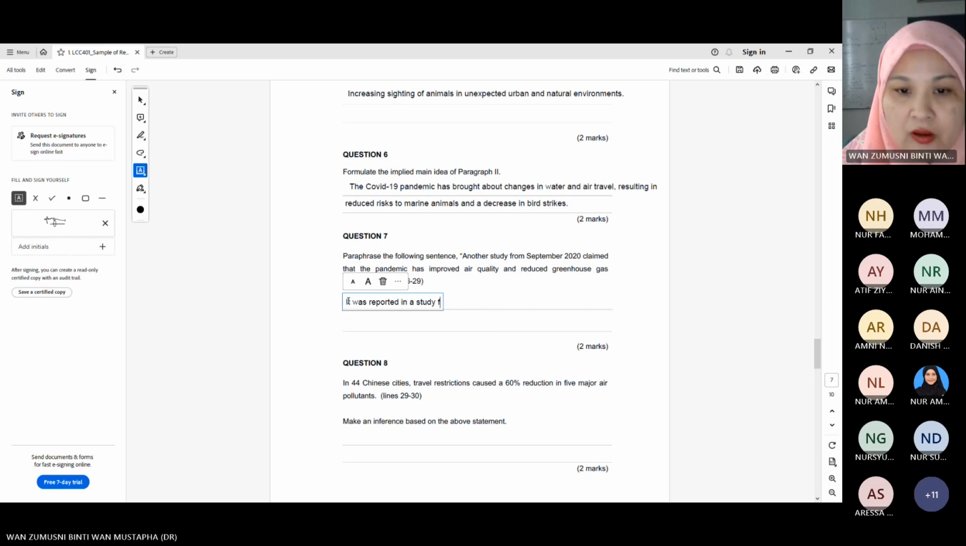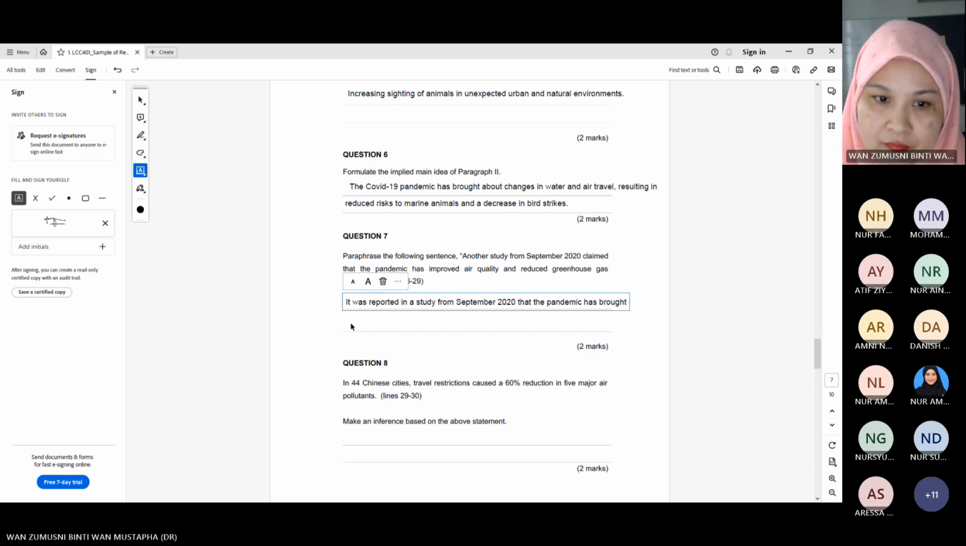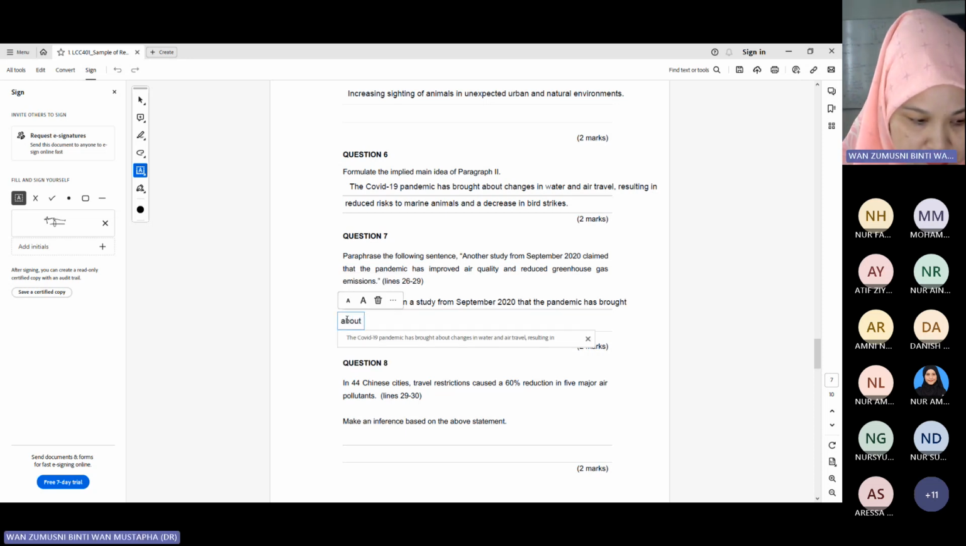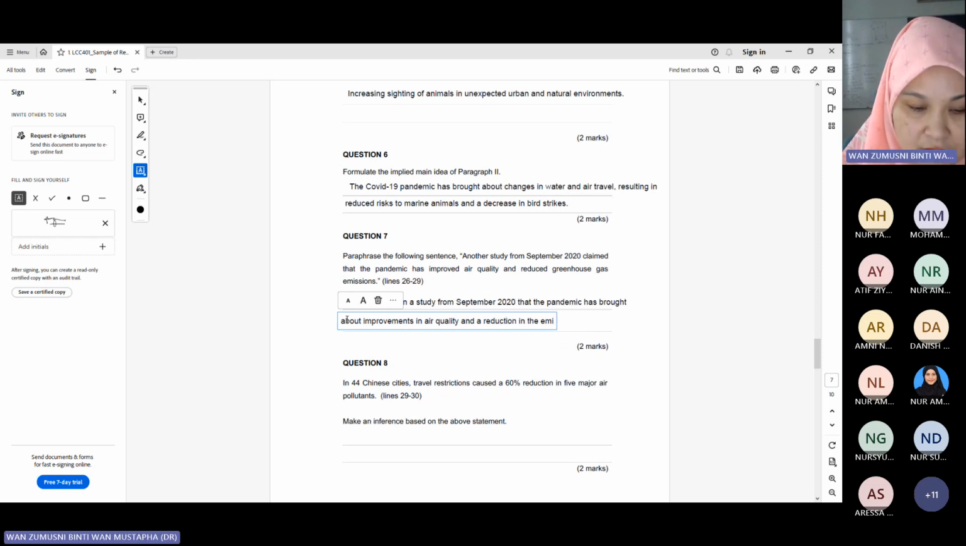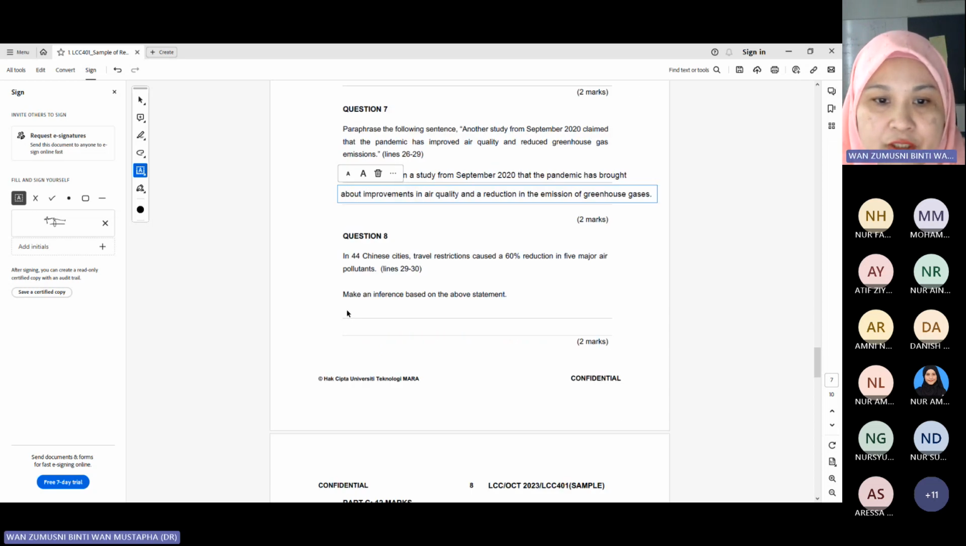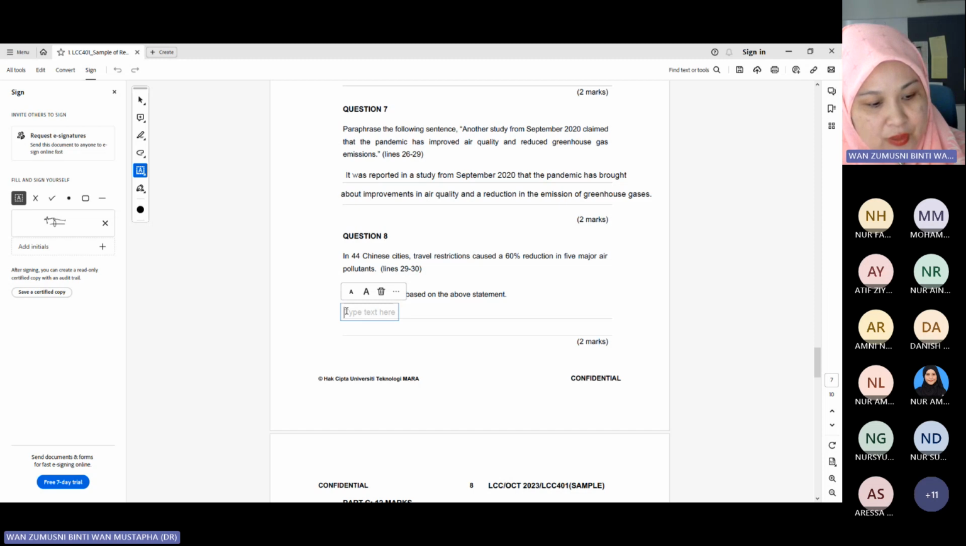In the study from September 2020, the pandemic has brought about improvements in air quality and a reduction in the emission of greenhouse gases. Right? Okay. So far, so good. How are you doing so far?